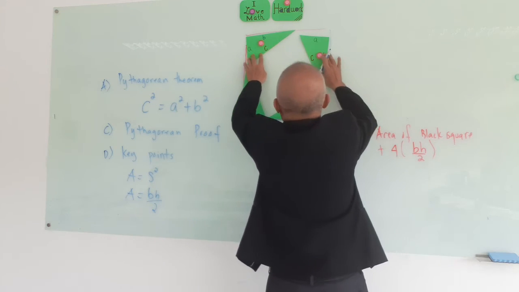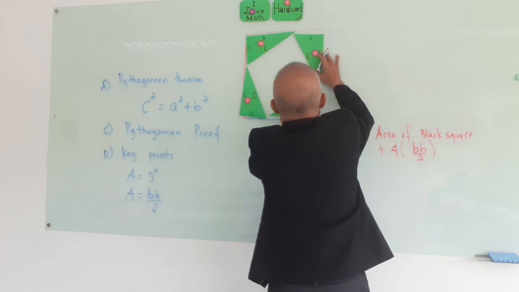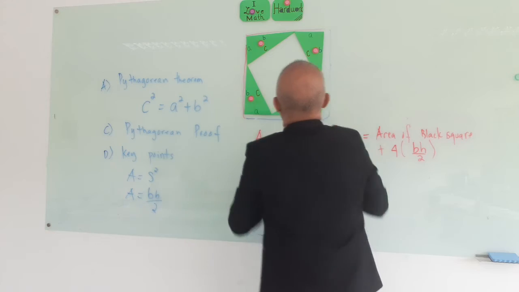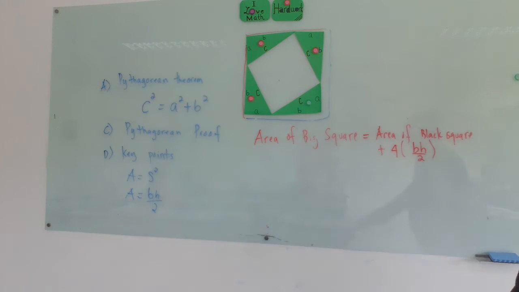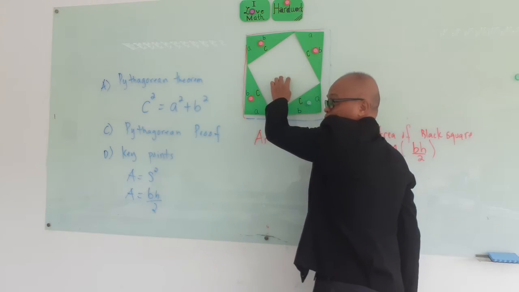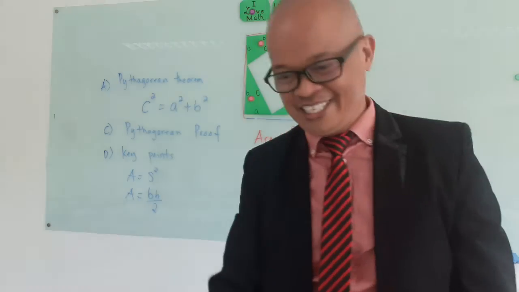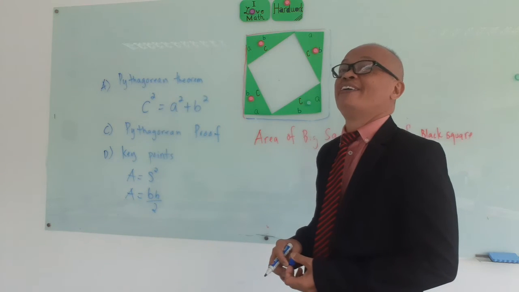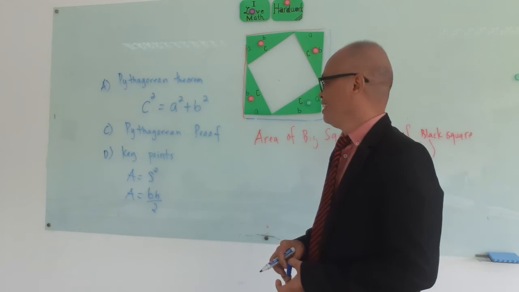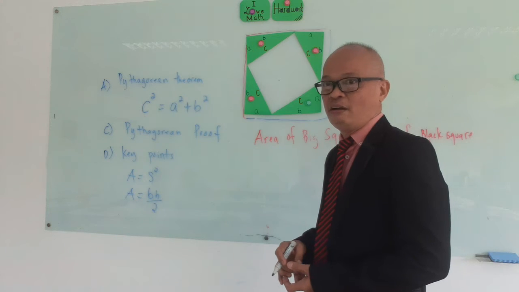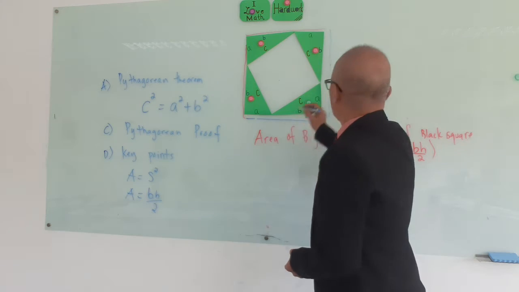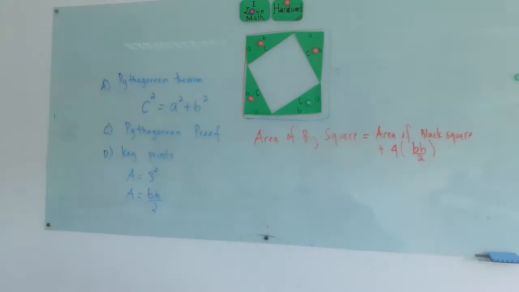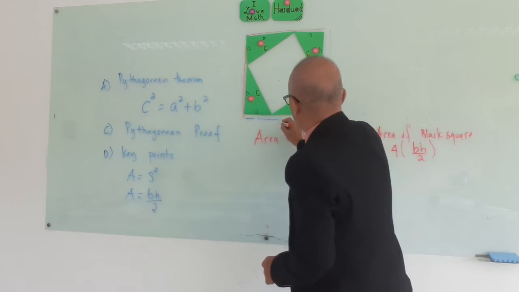Okay, that is our big square. At least we have now the white square, the small square inside, blacked out. Now here, what is the area of the big square? This is the side, and this is the side also.